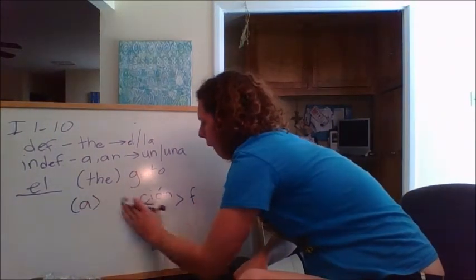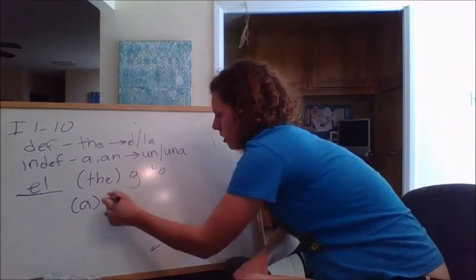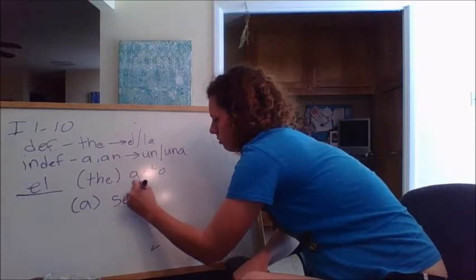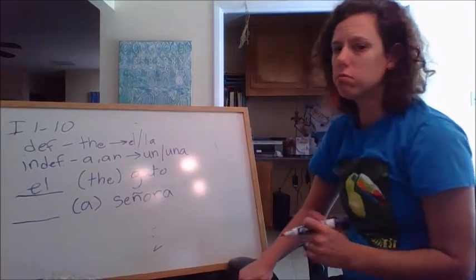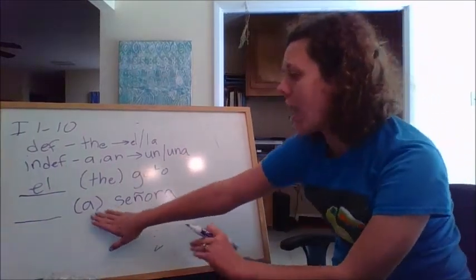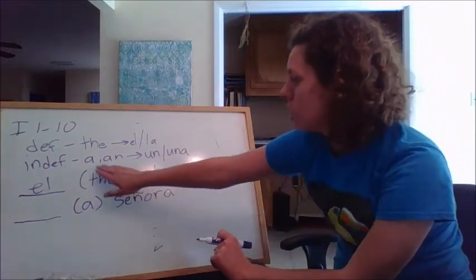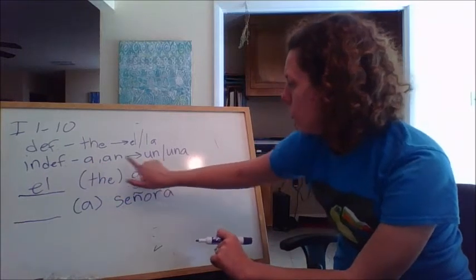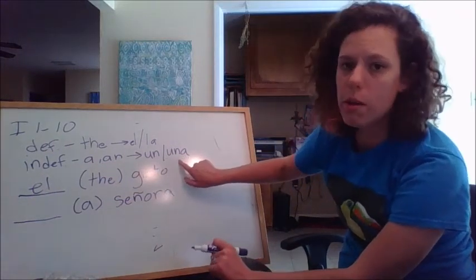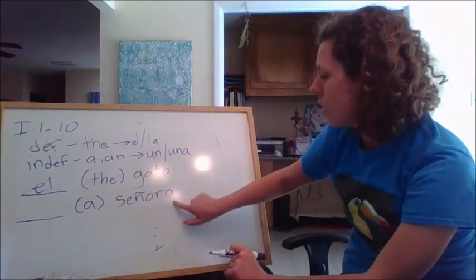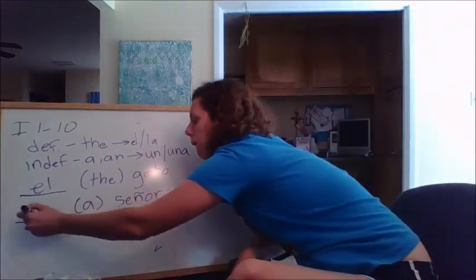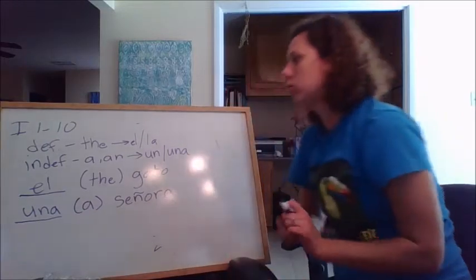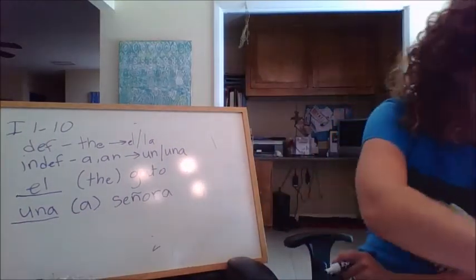If you had something like, I wanted to say senora, so like a married lady. We want to say a, so we have to come up here. It's an indefinite article, so we get to choose from un or una. Senora is feminine, so we have to use una. Okay? So that's how you do part 1.